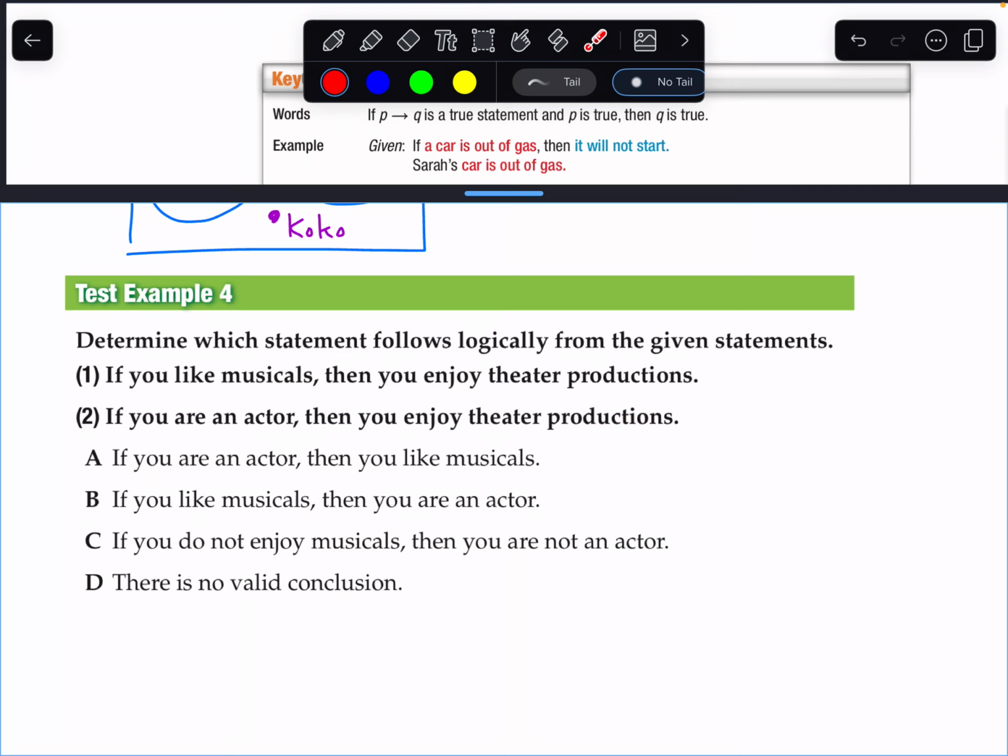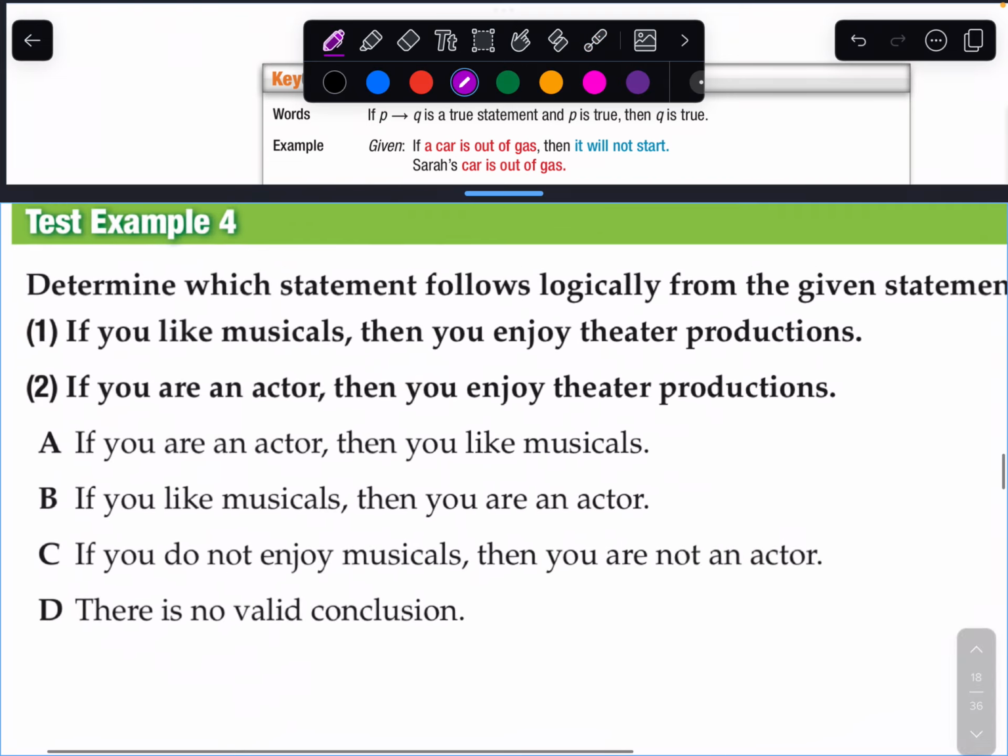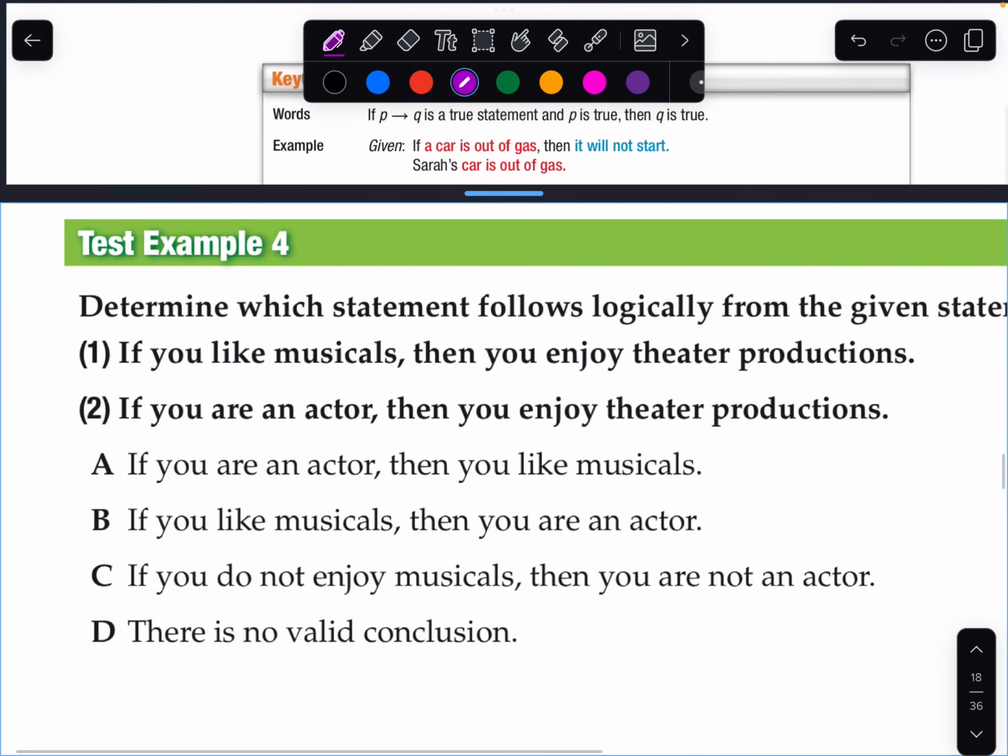So, does that mean if you are an actor, then you like musicals? Not necessarily, no. Those don't go together. You could be in non-musical theater. If you like musicals, then you are an actor. Does that one follow? I don't think so.